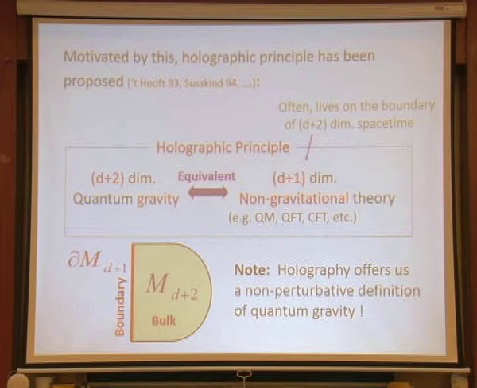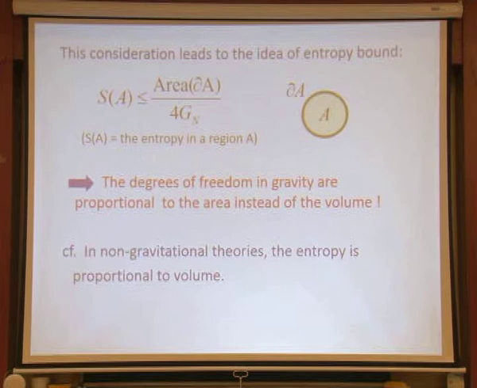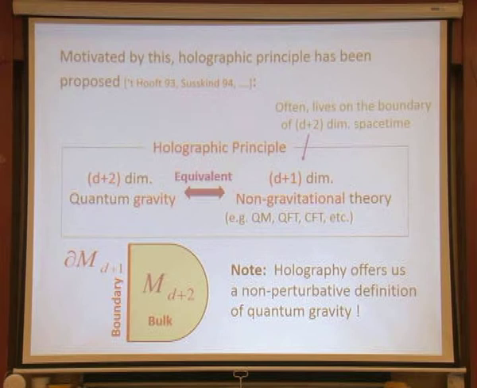It's one dimension lower. The reason why we have one dimension lower comes from this. In gravity, we have degrees of freedom proportional to area. But in a non-gravitational theory, like standard quantum field theory or quantum many-body systems, we know that entropy is proportional to the volume. So to match the two different entropies, we have to change the dimension. D plus two dimensional gravity is equivalent to D plus one dimensional non-gravitational theory, such as quantum mechanics, or matrix quantum mechanics, or quantum field theory, or conformal field theory, and so on. And typically, this non-gravitational theory lives on the boundary of the total space-time. We have some space-time in D plus two dimensions, but it has some time-like boundary, which includes time, and on this boundary lives this non-gravitational theory, which is the very typical case of this principle.